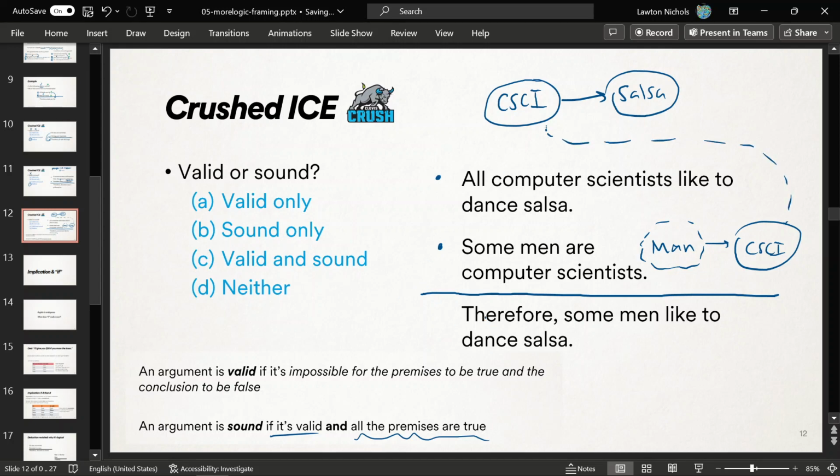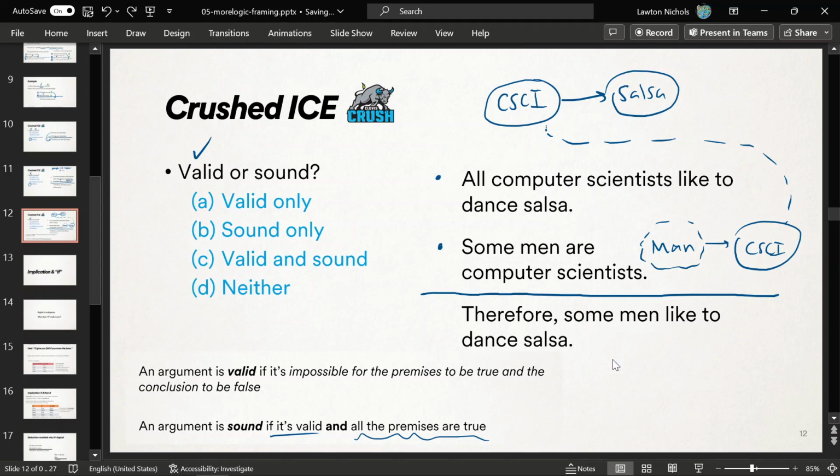Does it follow? And yeah, it really does follow for once. So yay. Do we see why? It's like, all right, some men are computer scientists. Awesome. So I know that there are some men who are computer scientists. And then I know that all computer scientists like to dance salsa. So at least the men who are computer scientists like to dance salsa. And that's still some men. You see that? Again, getting a little weighed down with English. But that's what that's trying to say. So do we see how that follows? Does it make enough sense?